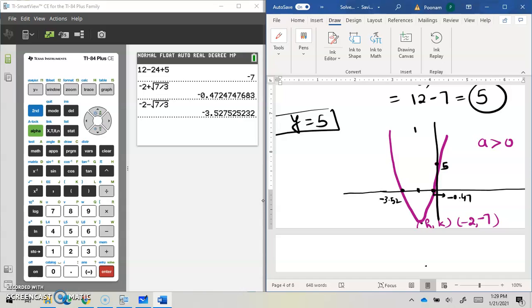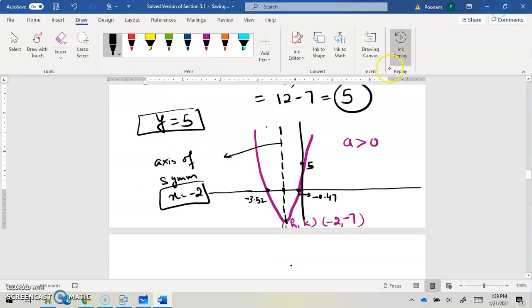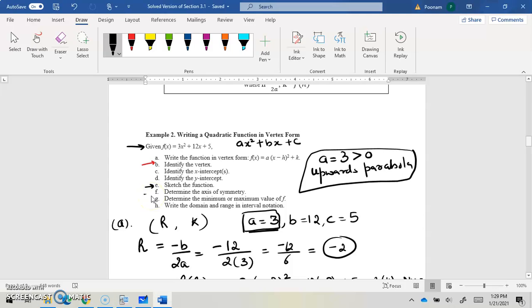Okay, and the axis of symmetry is going to be the line passing through the vertex. So, the axis of symmetry is going to be x equal to negative 2. Why? Because that is a vertical line passing through the vertex. So, that was part F. To find the axis of symmetry, we said that is x equal to h, which is negative 2. So, the axis of symmetry is going to be x equal to negative 2.